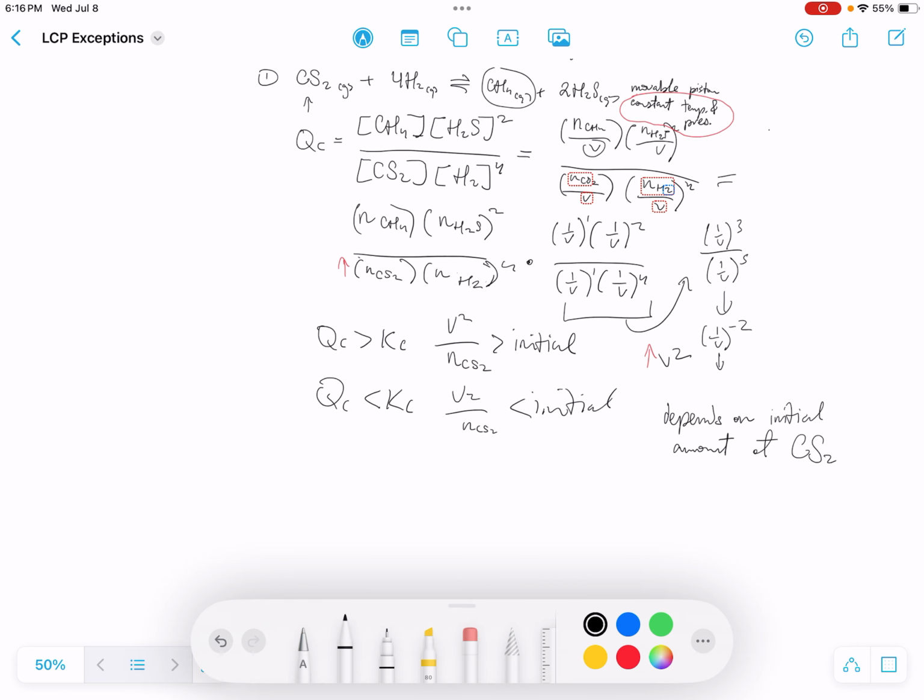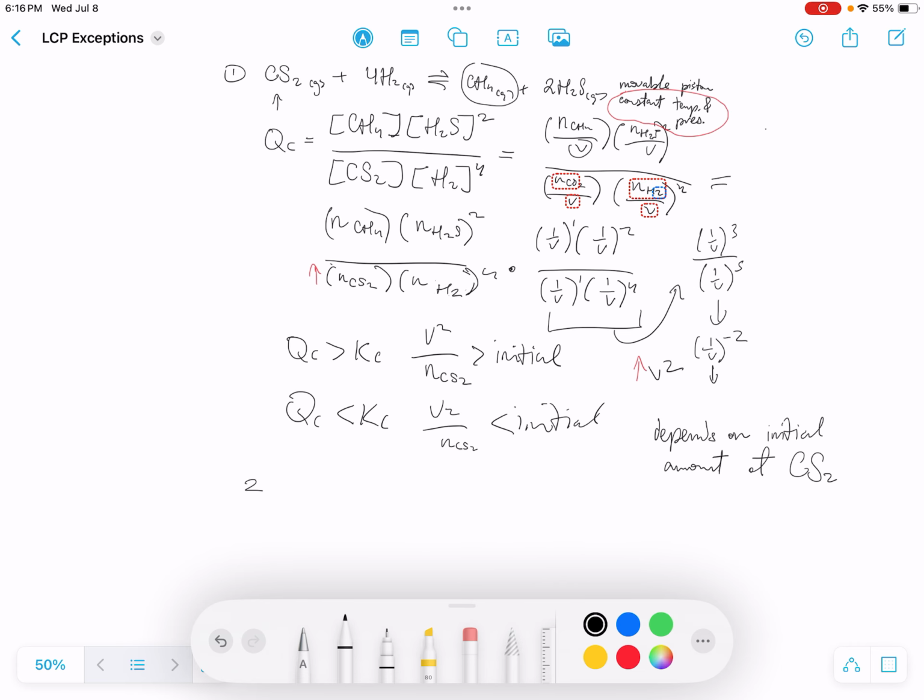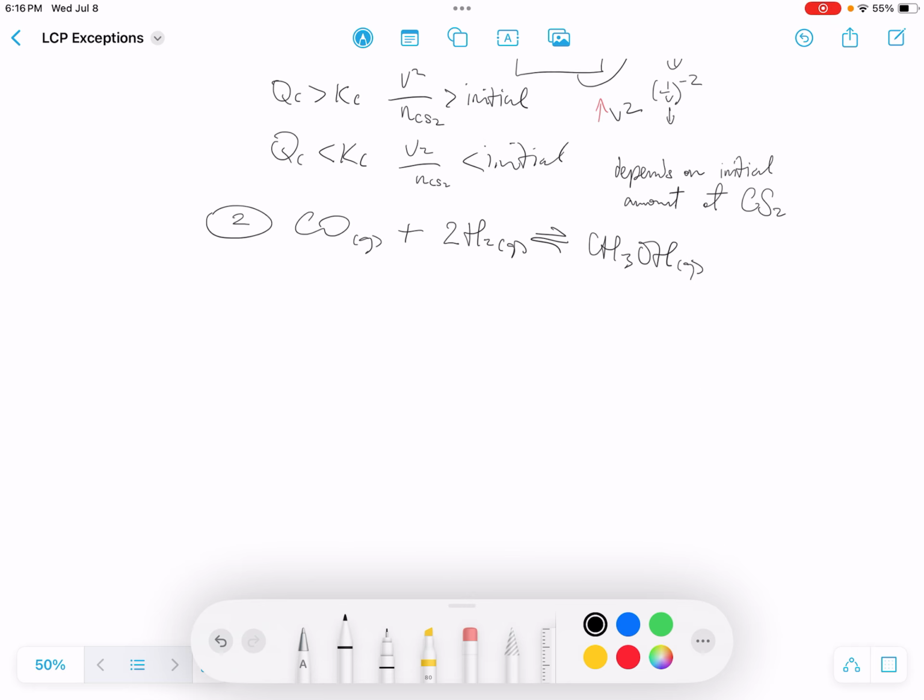So, moving on, we're going to go to number 2. You're going to see the process we go through is going to stay the same, but the conditions are going to differ. So, we're going to have carbon monoxide gas plus 2 hydrogen gas, and that's going to be in equilibrium with methanol gas once again.